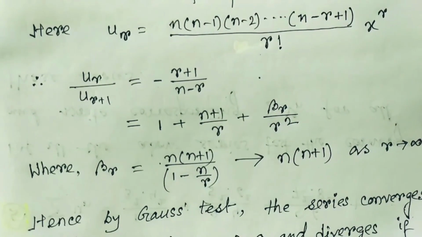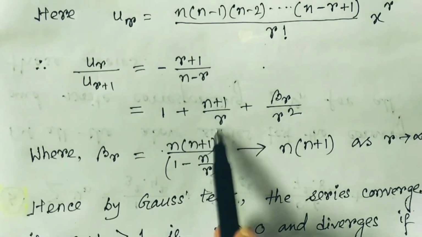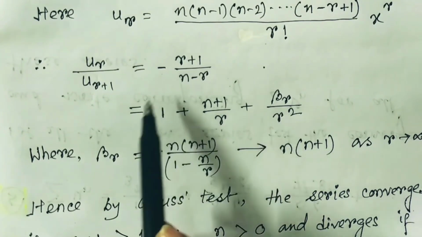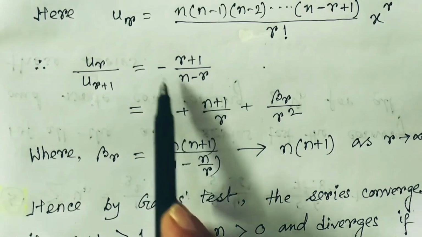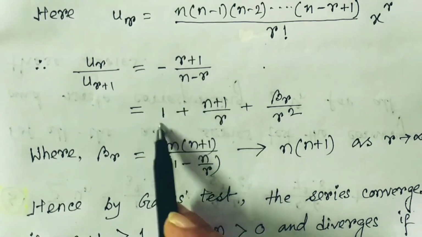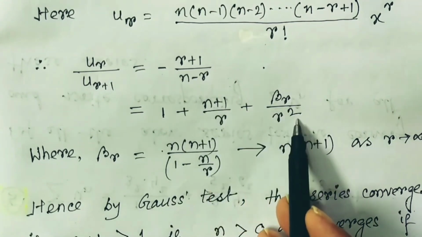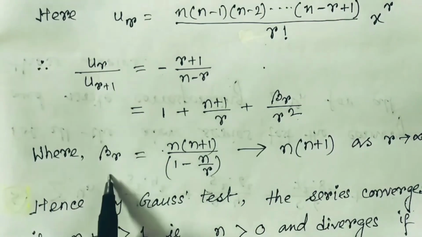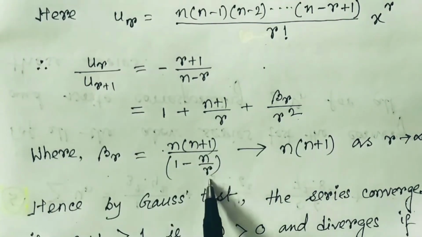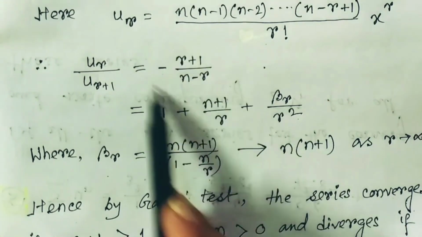Okay, now this one we should express in the form of 1 plus alpha by r plus beta_r by r squared. If we want to do so, then we can express this as 1 plus (n+1) by r plus beta_r divided by r squared, where this beta_r is nothing but n(n+1) by (1 minus n by r). You just simply substitute this value here and simplify, you will get this one.